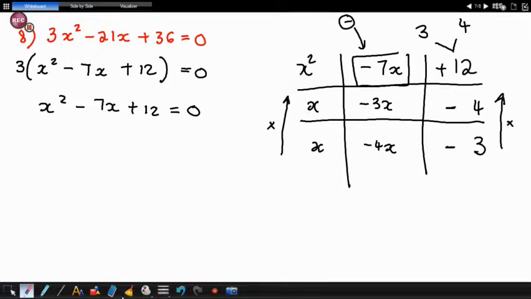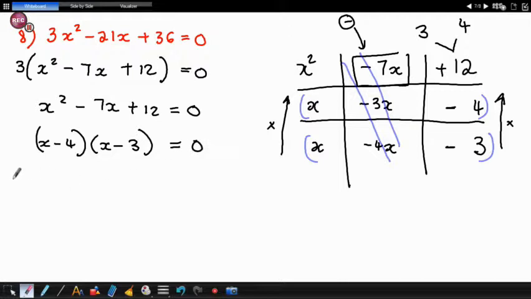So we can then cancel that off, and then we are going to take the brackets as they are from here. So we're going to have x minus 4, and we're also going to have x minus 3, which is equal to 0. Then we can go ahead and say x is equal to 4 or x is equal to 3. Those are two answers.